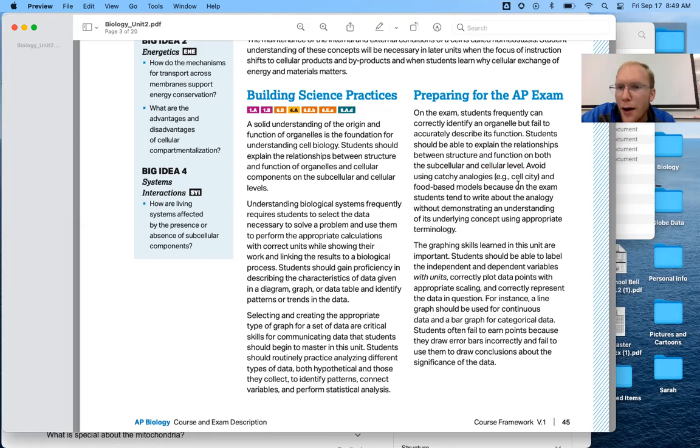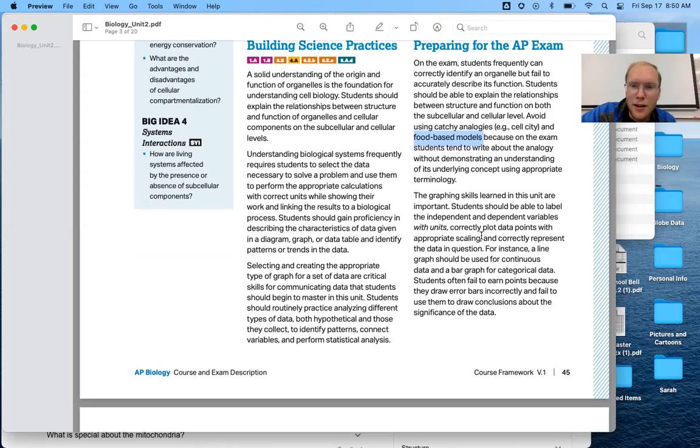Okay. I guess fortunately I don't know these catchy analogies, so I can't misteach you, but AP wants me to know: don't use food-based models and say organelles are like foods. I've never even heard of that, so that's good. I'm not going to teach you that.